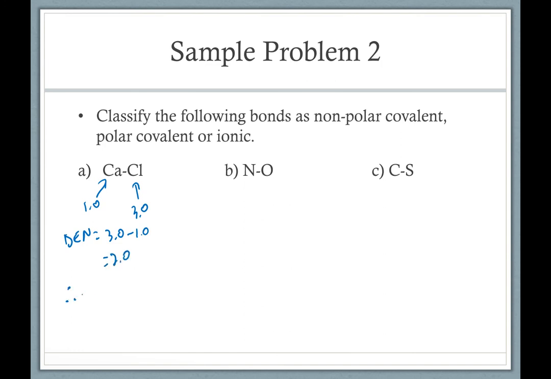So therefore, this bond is going to be classified as an ionic bond because delta EN is greater than 1.7. And because this is classified as an ionic bond, chlorine is going to be fully negative and calcium is going to be fully positive.